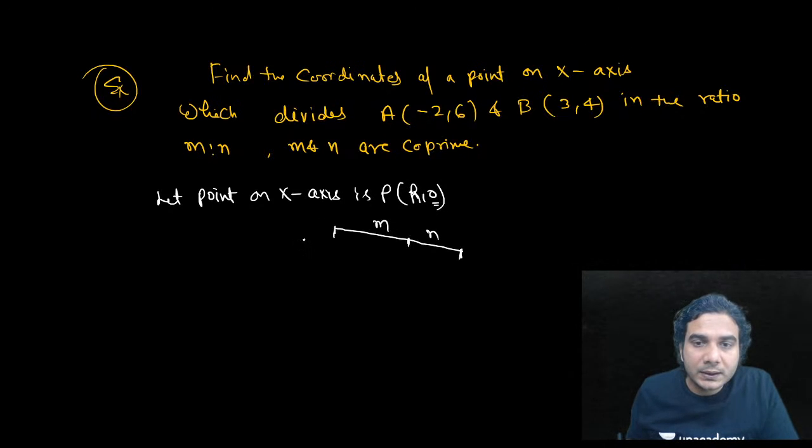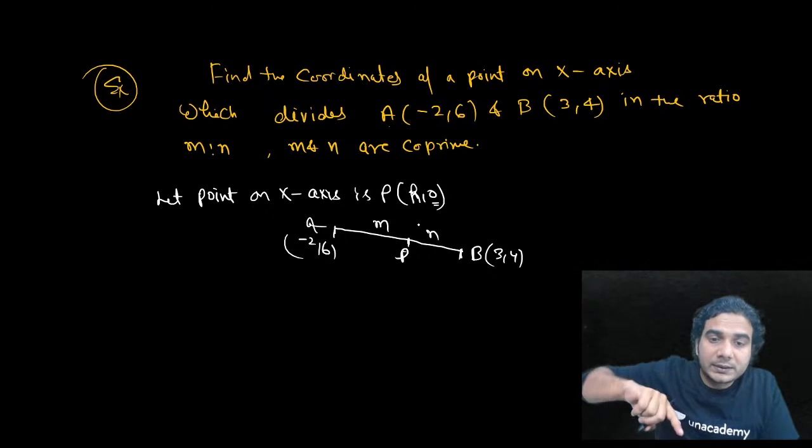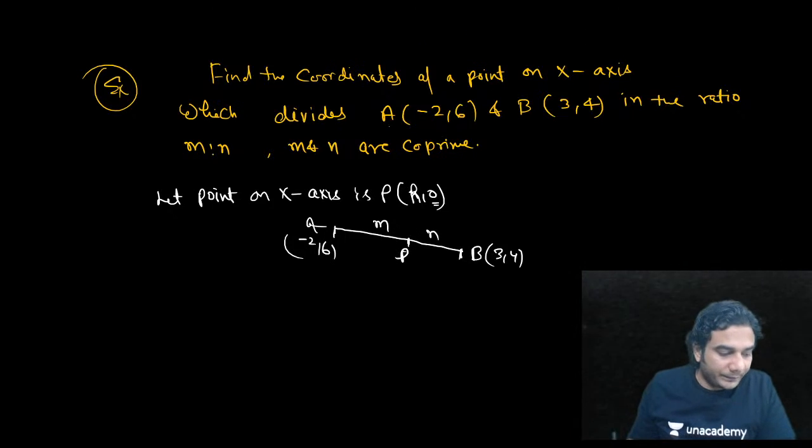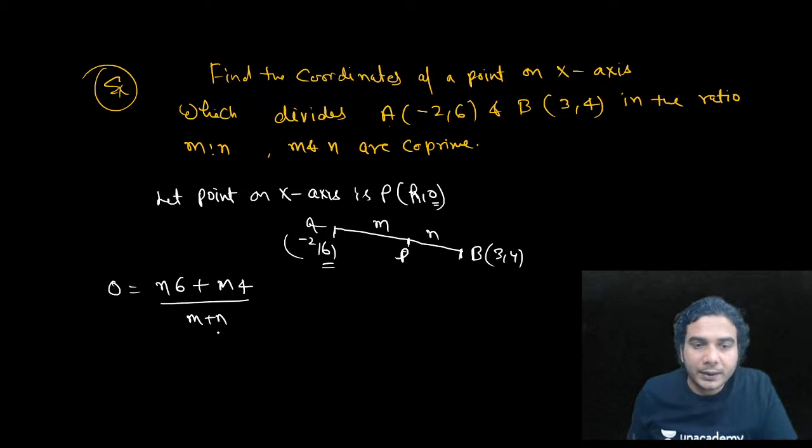Now a point is minus 2 comma 6. This is A, and B point is 3 comma 4. And also let me remind you that P divides A and B in the ratio of m is to n. That means distance of P from A is m x and distance of P from B is n x. All right. So do not forget this order. Now if I just write the y coordinate, so 0 is equal to n into 6 plus m into 4, all right, divided by m plus n. Right. We assumed it to be internal division, okay.